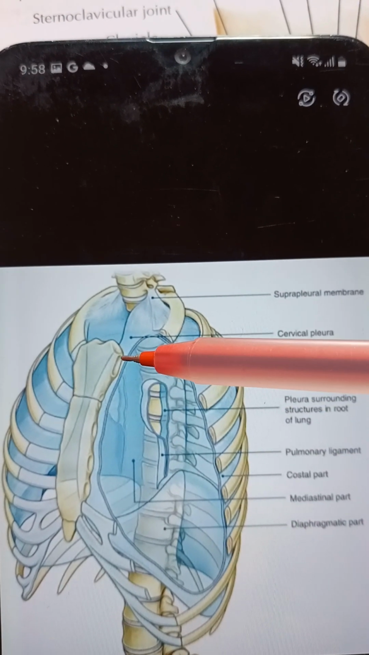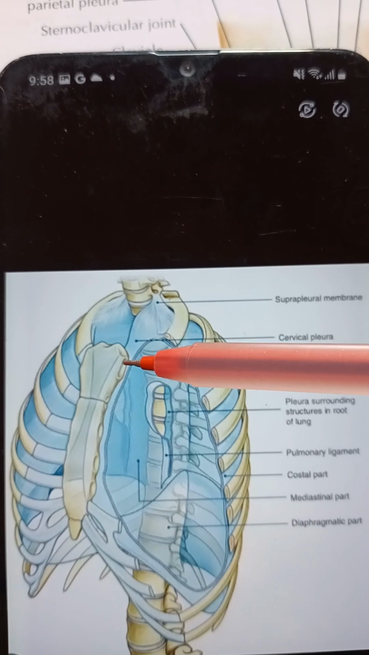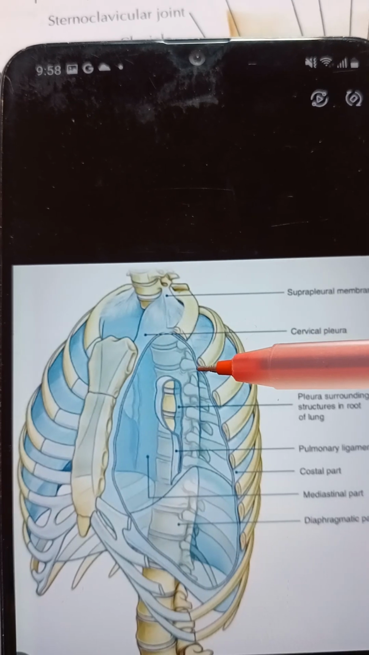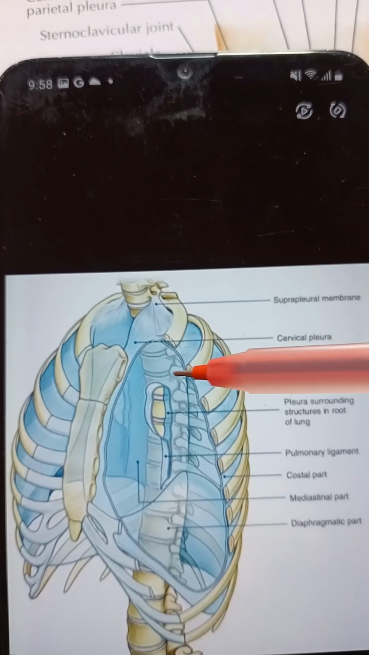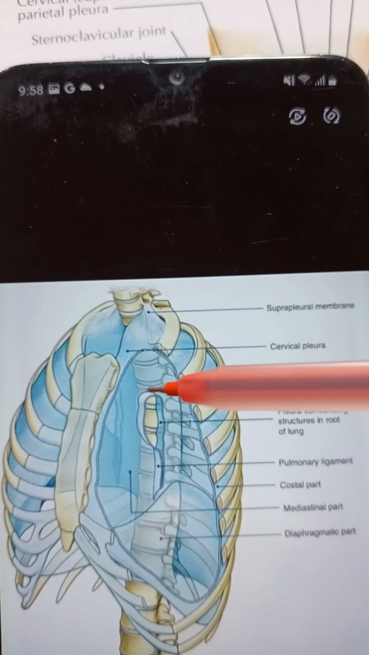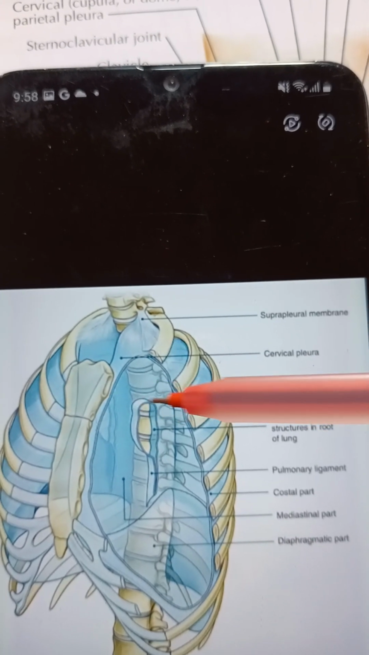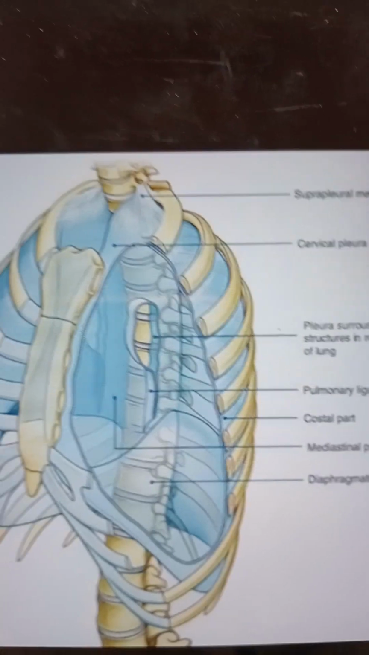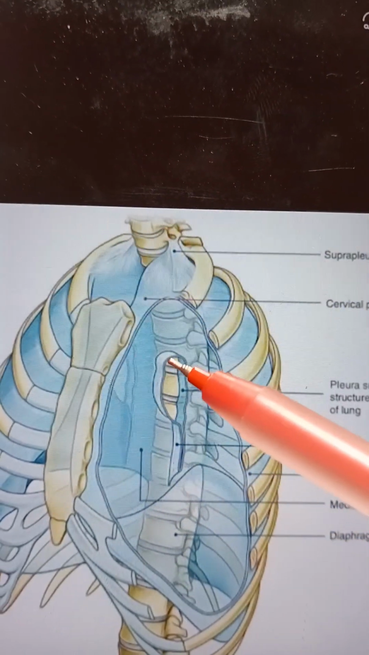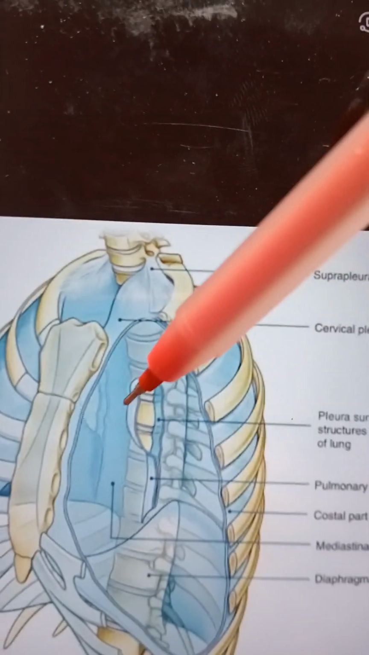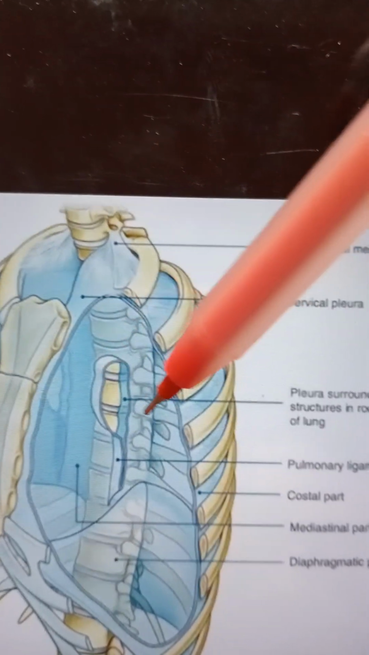Above the hilum, anteriorly it extends from the posterior surface of the sternum up to the lateral portion of the vertebral body. So it forms a transverse slit antero-posteriorly. And at the hilum, it forms a tubular sheet which passes laterally to enclose the lung root.